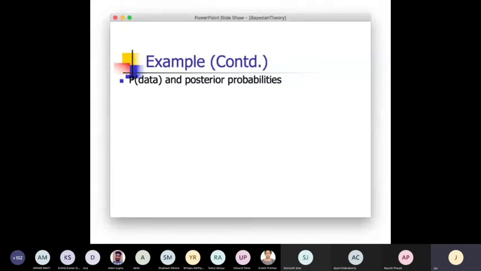Let me then compute that. For that we need to compute the probability of data. That means, what is the probability that the diagnostic test is positive over the whole population? That is the probability of data. So please compute and let me know what is the probability that the diagnostic test will report positive.